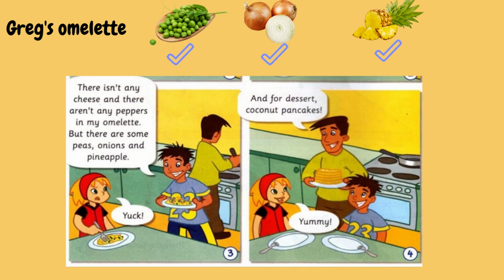So at the end of the story, we know that in Greg's omelette, there are some peas, onions, and pineapple.